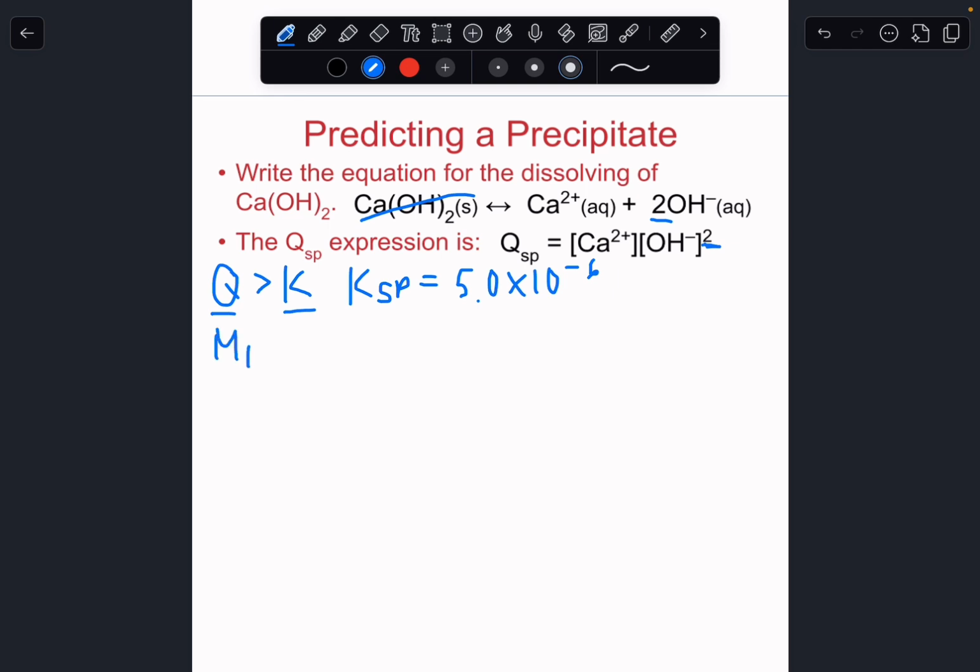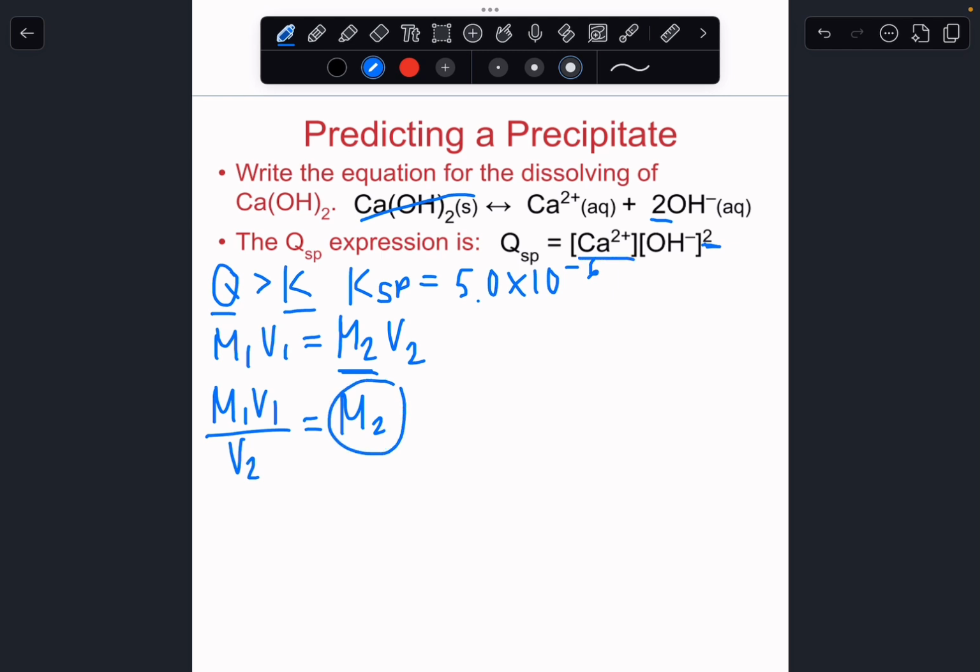So since it gave us concentrations and it asked us to add two solutions together, you have to consider that it's being diluted. So in that way we use this equation. And we want to figure out if our Q, after the solution is diluted, is going to be more than K. So you want to solve for M2. So this is going to be the equation you use. And then these M2s are going to give you these two.